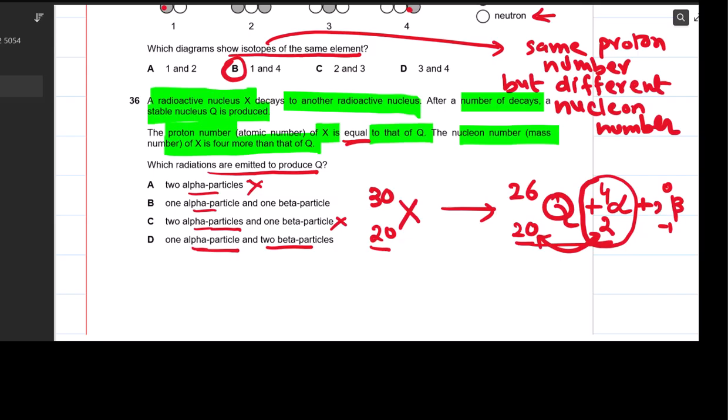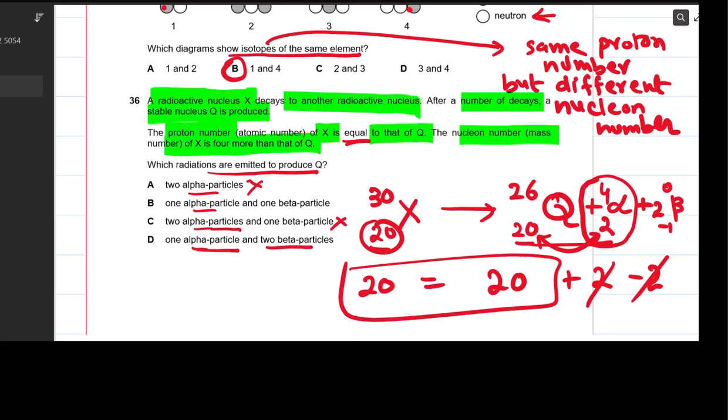So what is happening here? This proton number is equal to 20, plus 2 and -2. So these two cancel out, so we are left with this. So 36 D is best. One alpha decay is occurring with two beta particles.